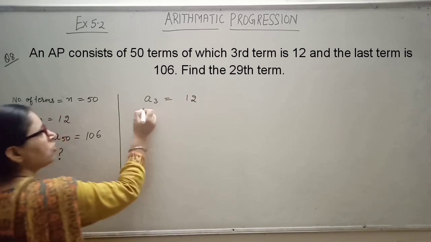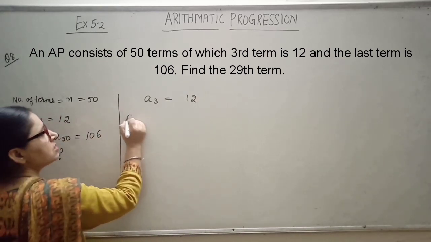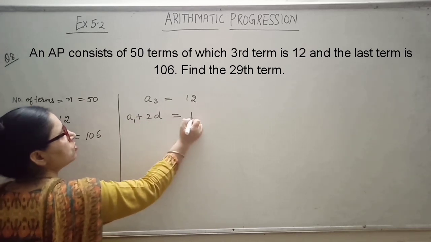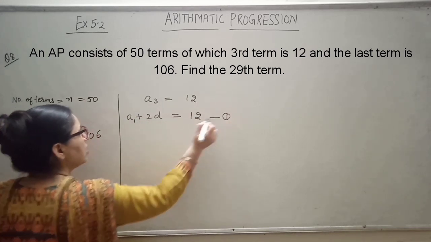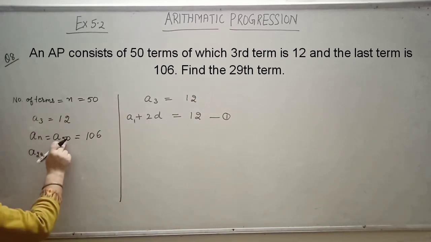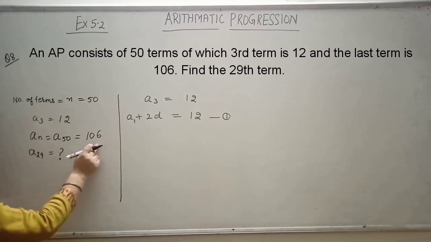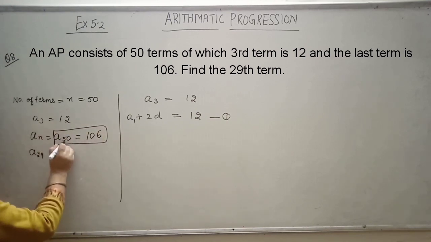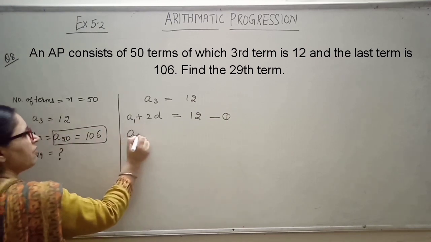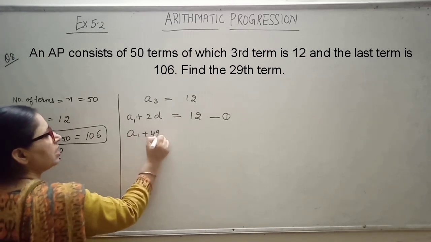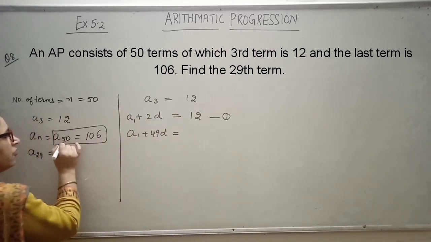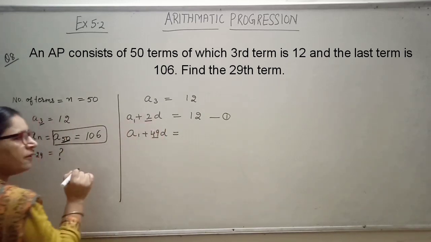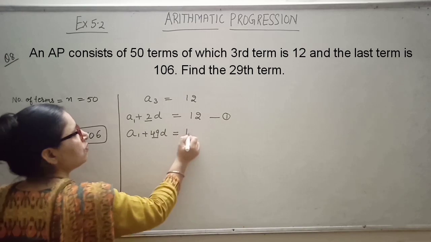What is the formula for A3? Formula for A3 is A1 plus 2D. That is equal to 12. Name it 1. Then you have been given A50 is equal to 106. So what is the formula of A50? A1 plus 49D, because here it is 50, so 49 came, and there it was 3, so 2D. So A1 plus 49D is equal to 106.